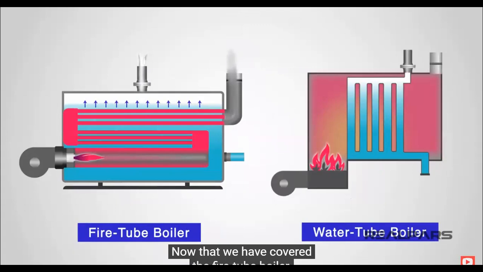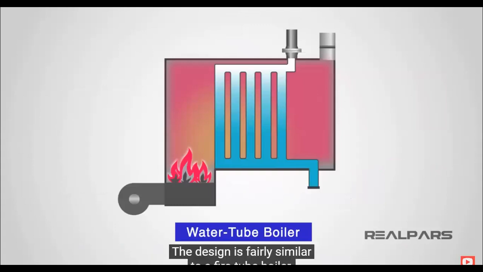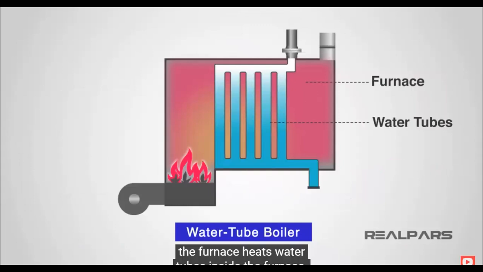Now that we've covered the fire tube boiler, let's have a look at a water tube boiler. The design is fairly similar to a fire tube boiler, but instead of the furnace heating fire tubes to heat water in a tank, the furnace heats water tubes inside the furnace.